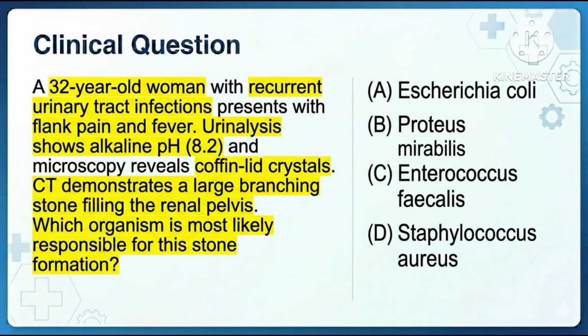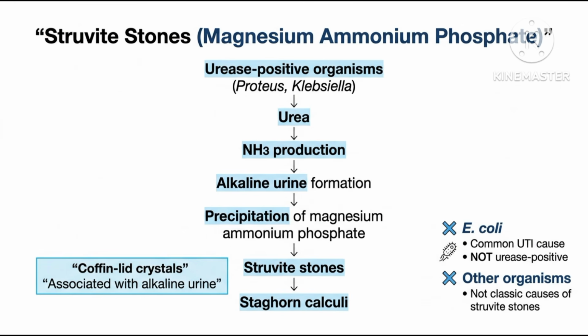Read this question stem. 32-year-old woman, recurrent UTI, urine analysis shows alkaline pH, coffin lid crystals on microscopy. CT confirms the stones. Most reasonable organism for stone formation? Proteus is the only option which is urease positive, converting urea into ammonia, raising the pH of urine. Alkaline pH favors the struvite kidney stone formation.